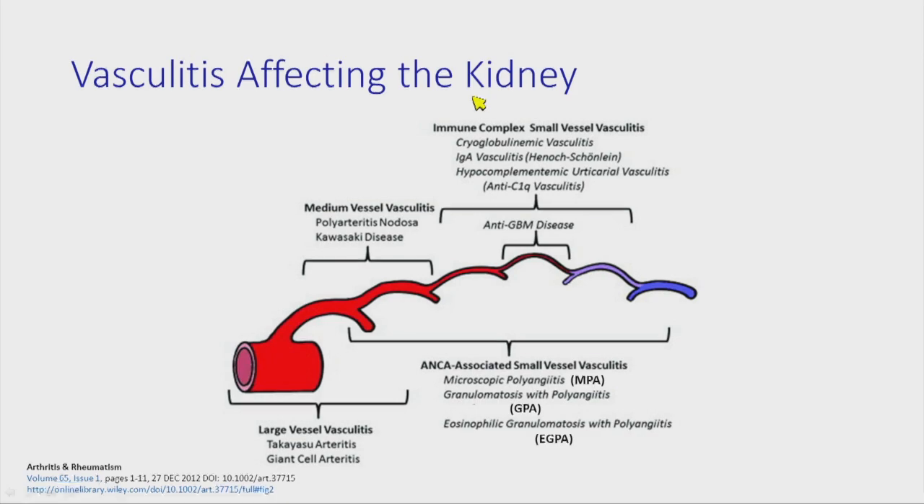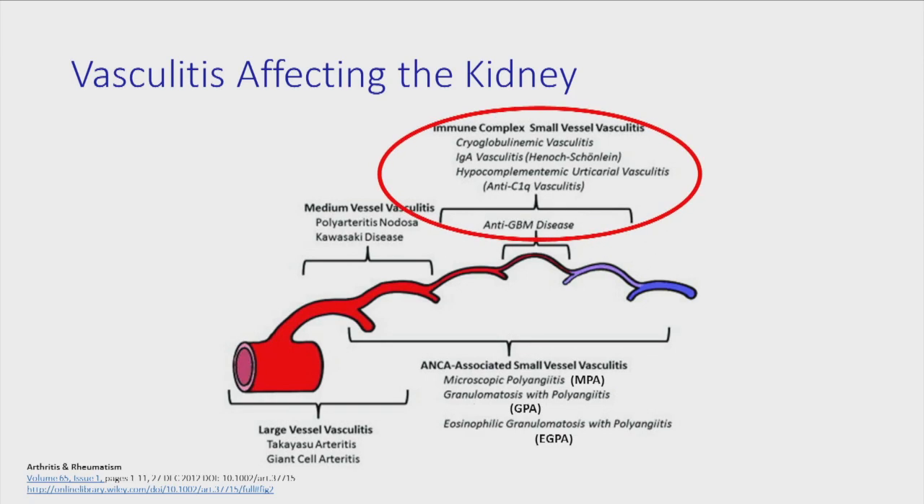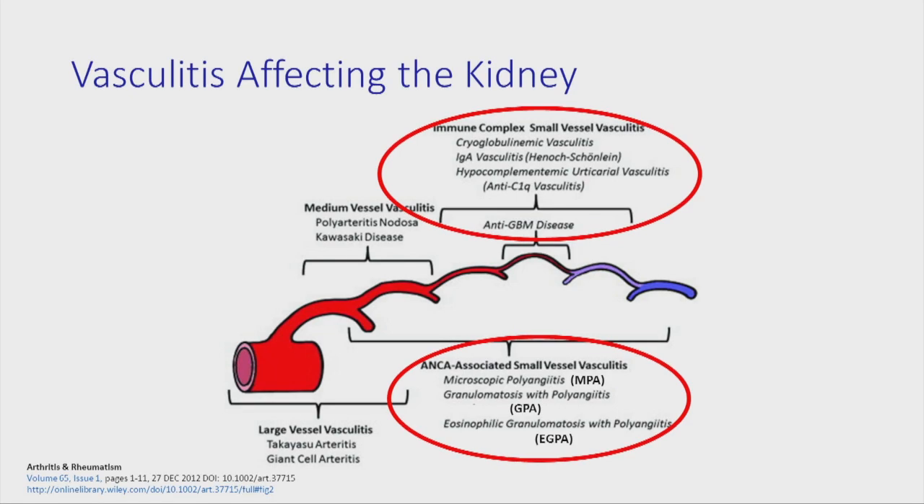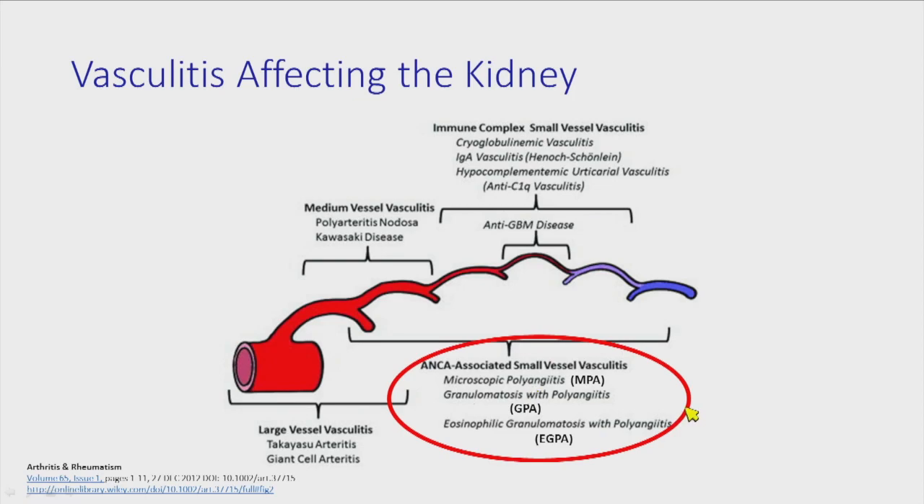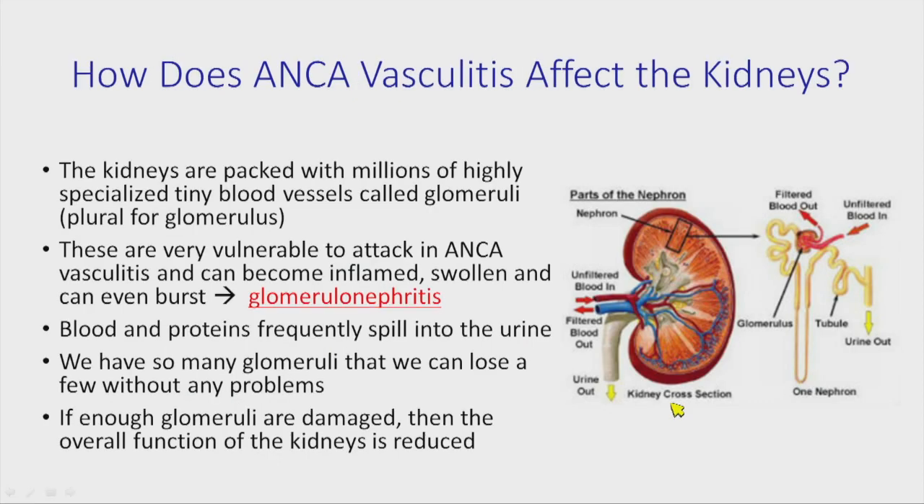There are two major groups of small vessel vasculitis that can affect the kidneys. One is the immune complex small vessel vasculitis, and the other is the ANCA-associated vasculitis, and there are three major types: microscopic polyangiitis or MPA, granulomatosis with polyangiitis or GPA, and eosinophilic granulomatosis with polyangiitis or EGPA. There is also another subtype, ANCA-associated and limited only to the kidneys. It's called limited kidney vasculitis. So for the rest of my talk, I will focus on the ANCA-associated vasculitis. They are the most frequent vasculitis that affect the kidneys.